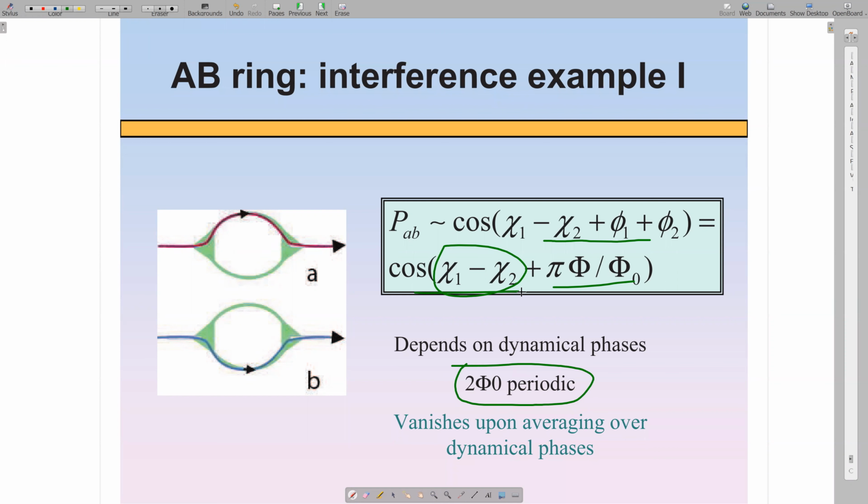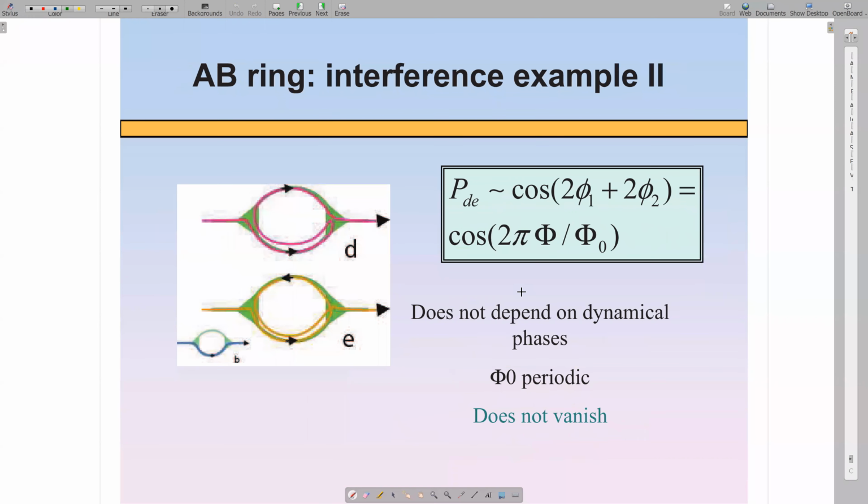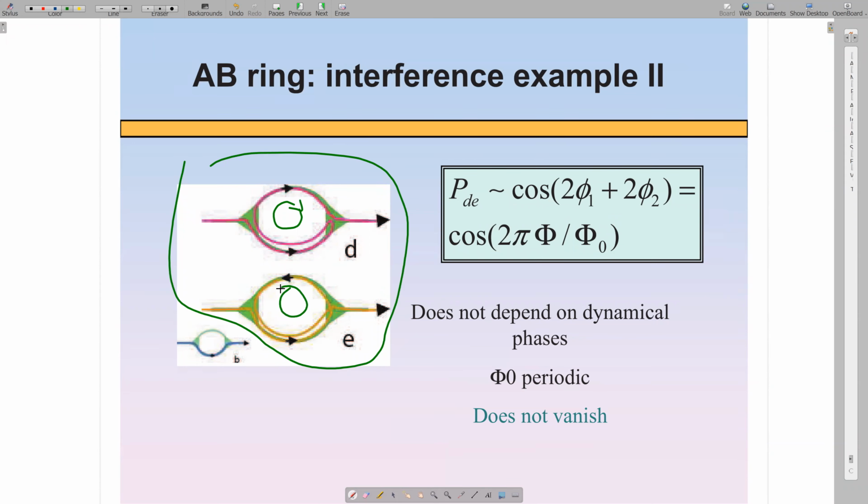Fine. Let me look at these complex trajectories. Okay, I took D and E, but it's about the same. They only differ in the direction of propagation around the loop, either clockwise or counterclockwise.